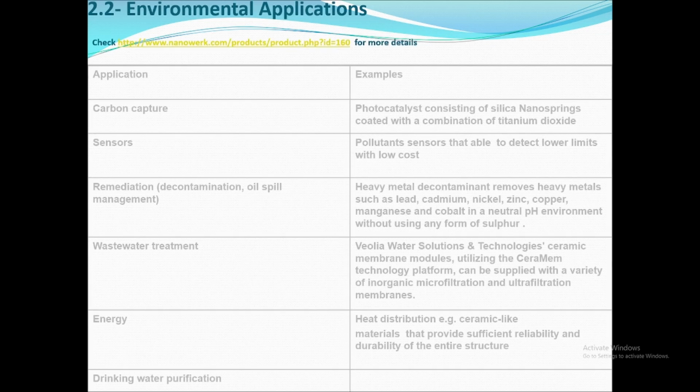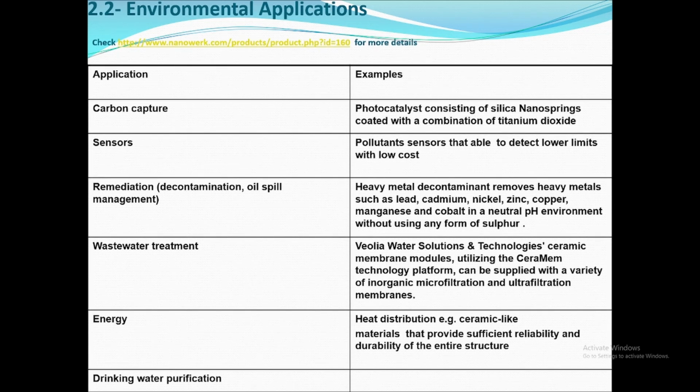The environmental application. Nanotechnology contributes significantly to environmental sustainability. Applications include carbon capture, pollutant sensors, decontamination, wastewater treatment, energy efficient materials and drinking water purification. These technologies help address critical global challenges related to clean energy and environmental protection.